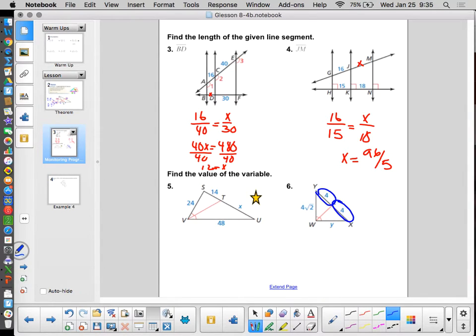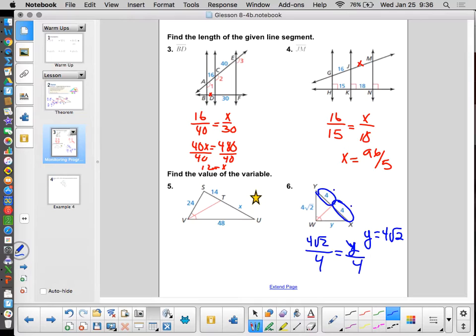So when I set up my proportion, I get 4 root 2 over 4 equals something over 4. And obviously, since they have the same denominator, we have to have the same numerator. I'm sorry, y that was. So y must also equal 4 root 2. Don't overcomplicate things. If these are the same, then those have to be the same.